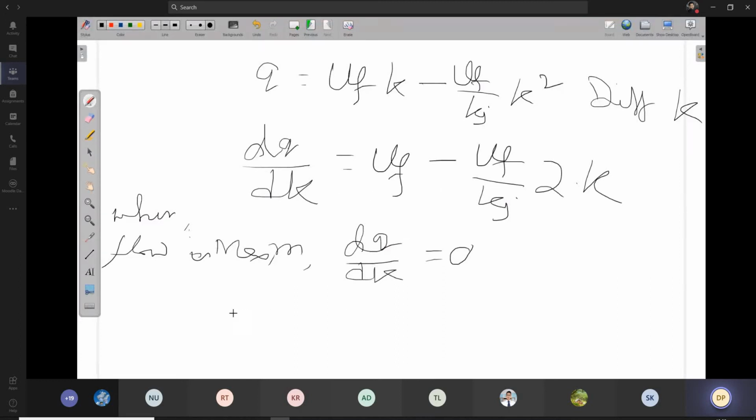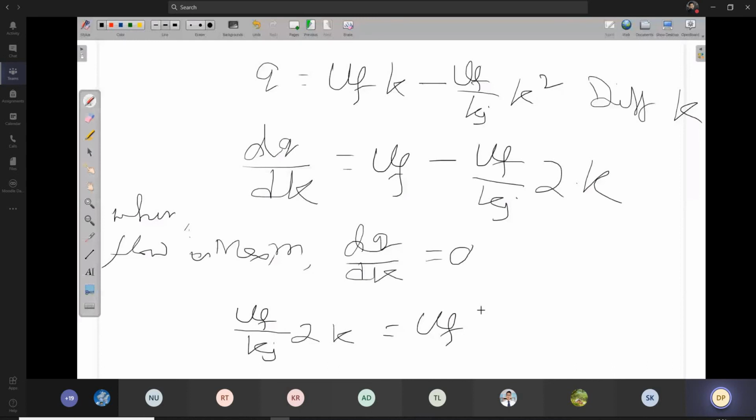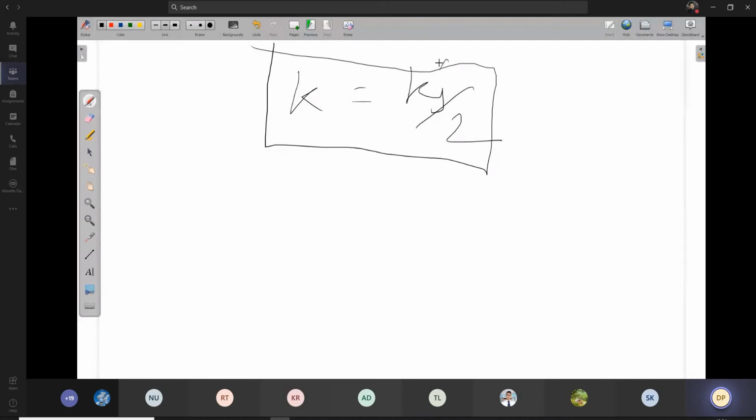What do you get? You get uf by kj into 2k, that is equal to uf. From here uf gets cancelled. So what is left? 2k divided by kj is equal to 1, or we can say k equal to kj divided by 2. So whenever flow is maximum, the density of the stream is kj by 2.